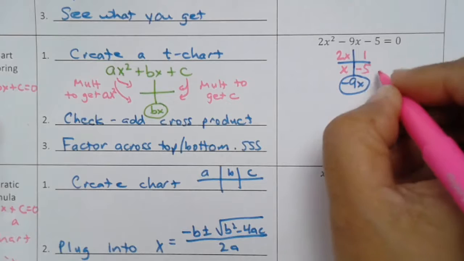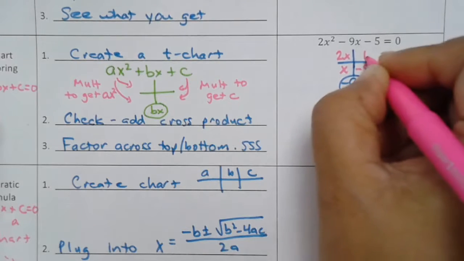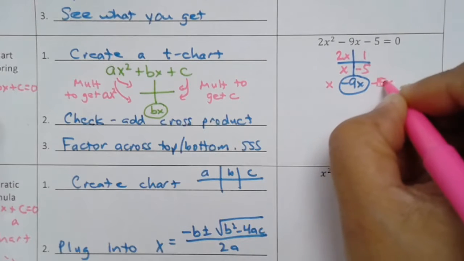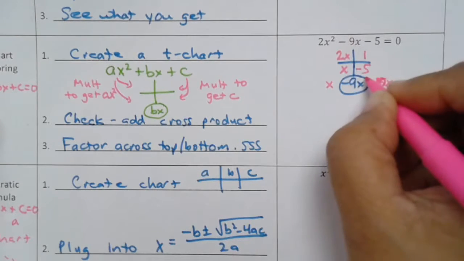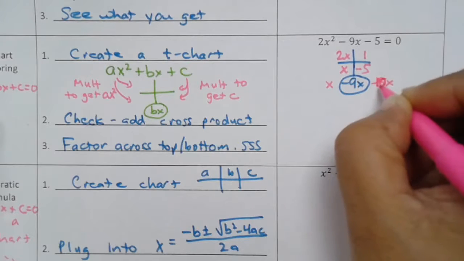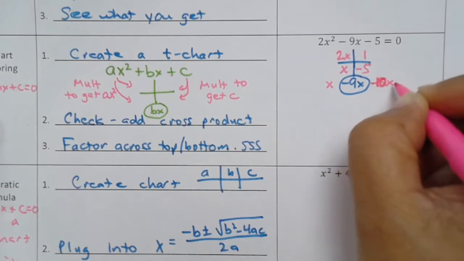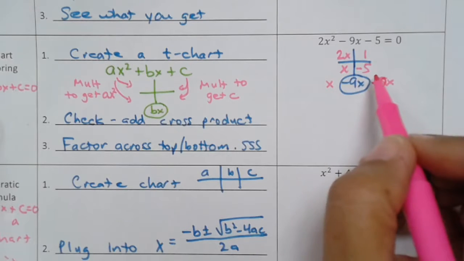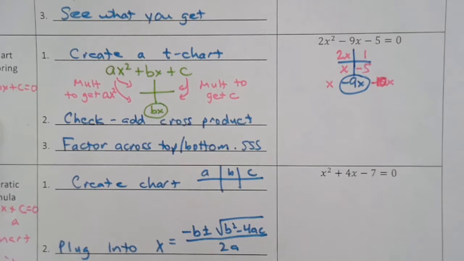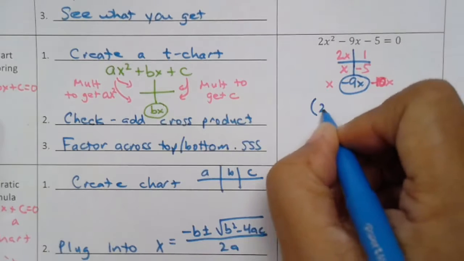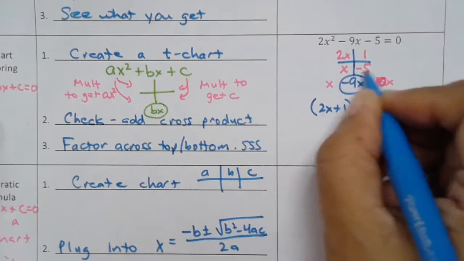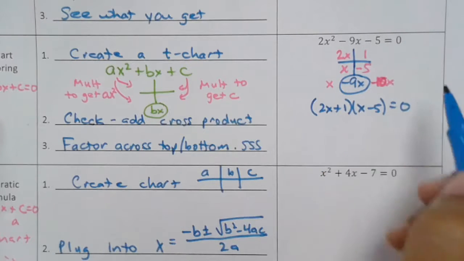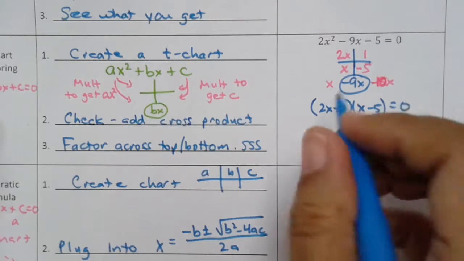So 2x times negative 5 is negative 5x. 1 times x is x, and, oh, I'm at 10x, sorry. 2x times negative 5 is negative 10x, and then negative 10x plus x is negative 9x. So these are my factors across the top, across the bottom. So I'm going to go ahead and write those in parentheses. Across the top, I have a 2x plus 1. Across the bottom, I have an x minus 5. Notice this has an equal sign, so we are going to split these up and set them equal to 0.